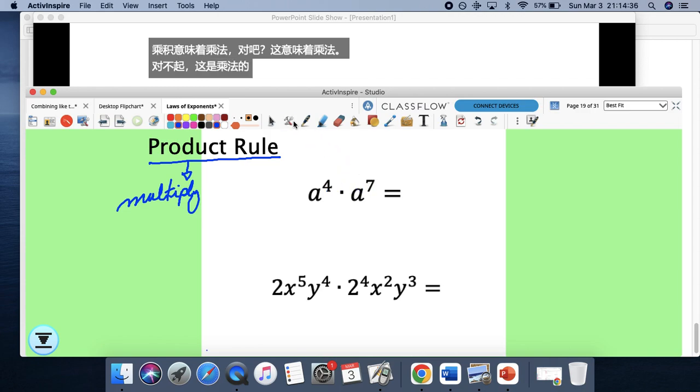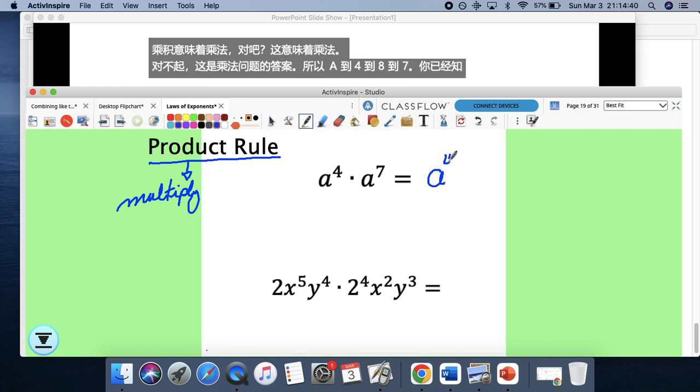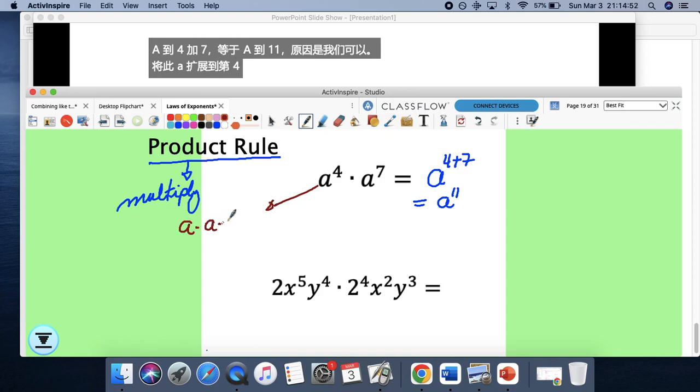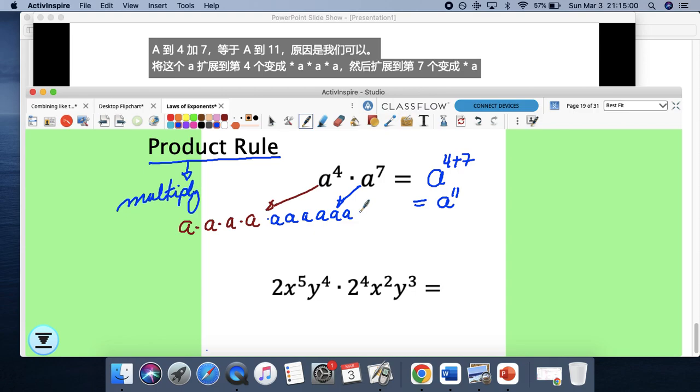So a to the fourth times a to the seventh, you already know that that equals a to the 4 plus 7th, which equals a to the 11th. And the reason being is that we can expand this. A to the 4th becomes a times a times a times a. And then a to the 7th becomes a times a times a, 4, 5, 6, 7.